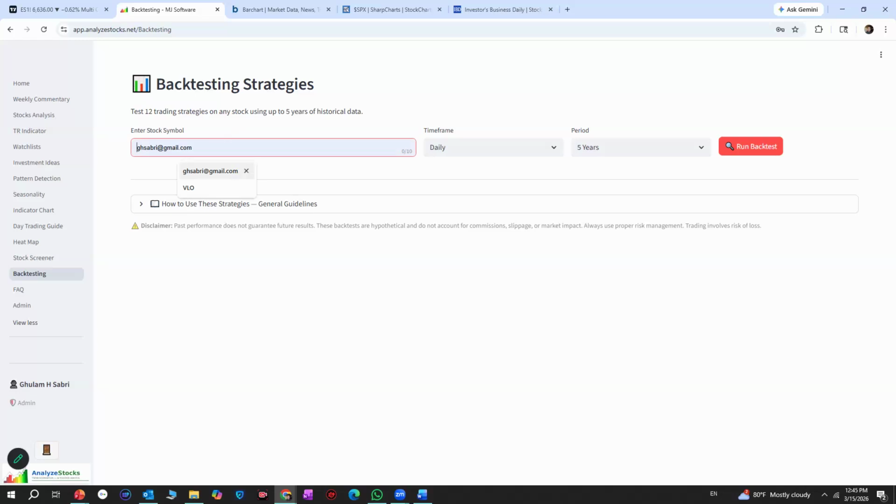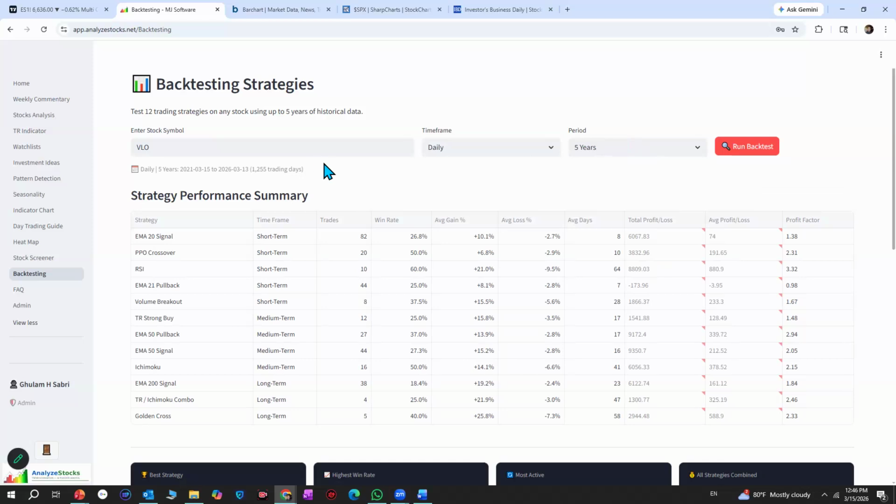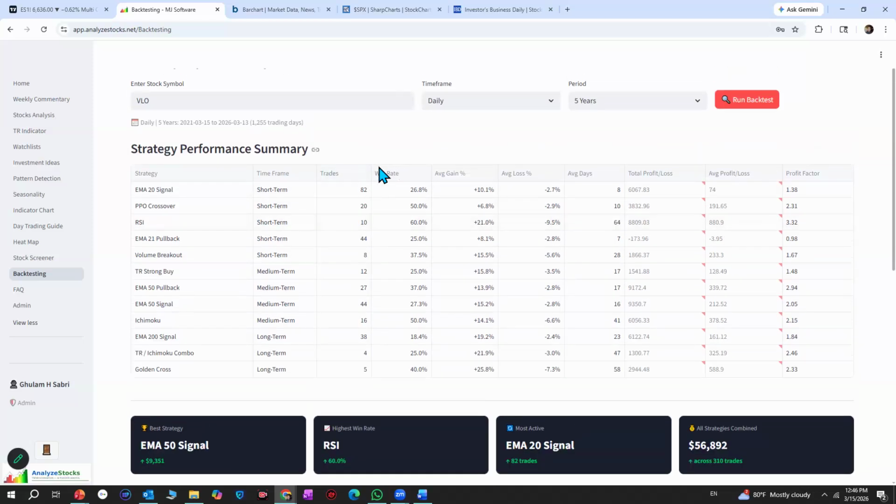For example, any stock you want to see its backtest, which is the best backtesting strategy for, maybe Valero Energy, because energy stocks are right now hot for the last 5 years. So it will pull up the data for the last 5 years and then backtest those 12 strategies. And this is what it is telling us: the best strategy found is this EMA 50 cross. There were 44 trades in the last 5 years with a win rate of only 27.3%.